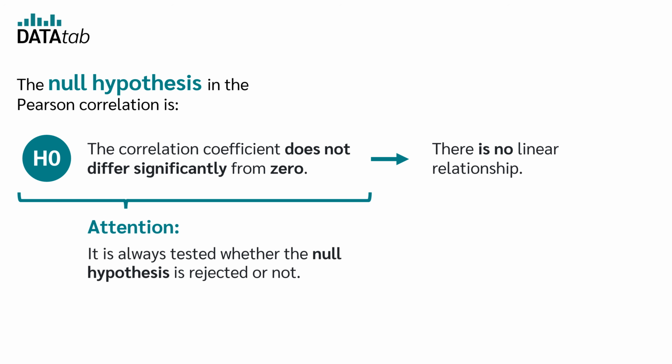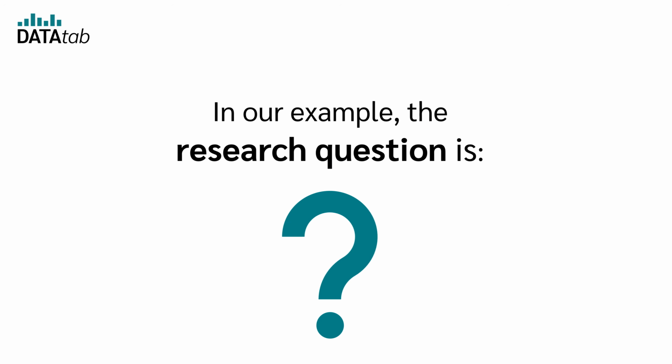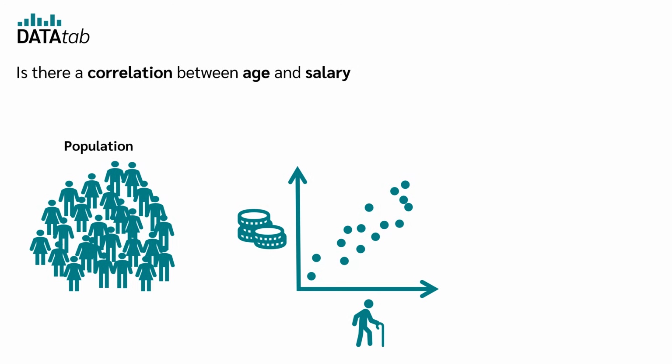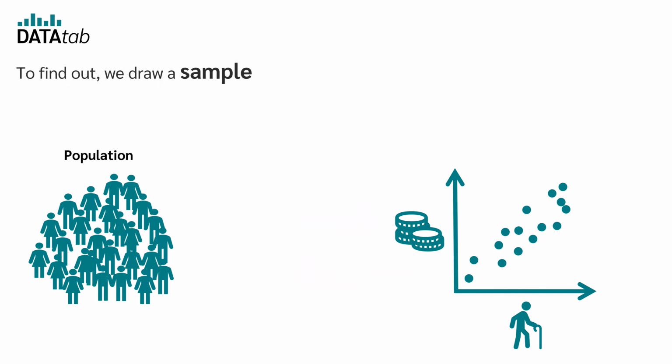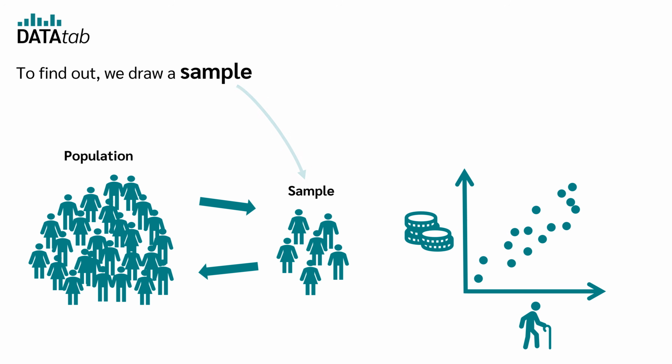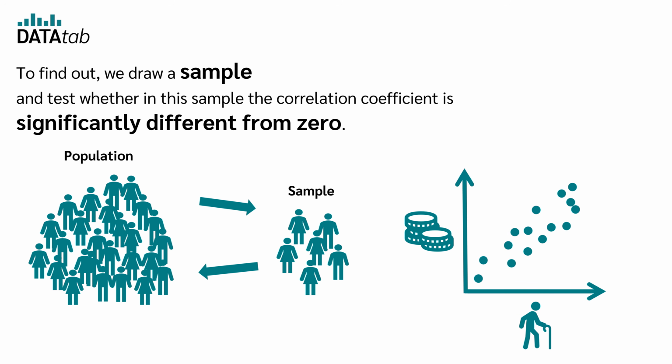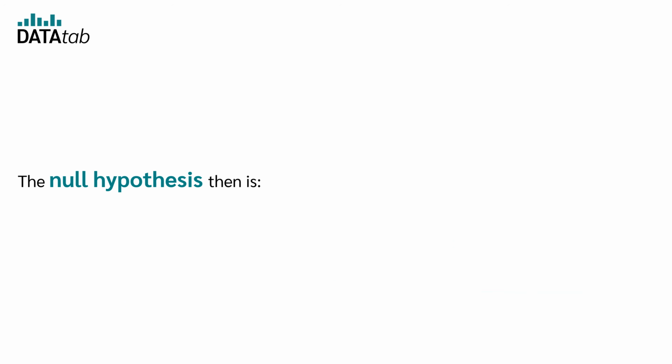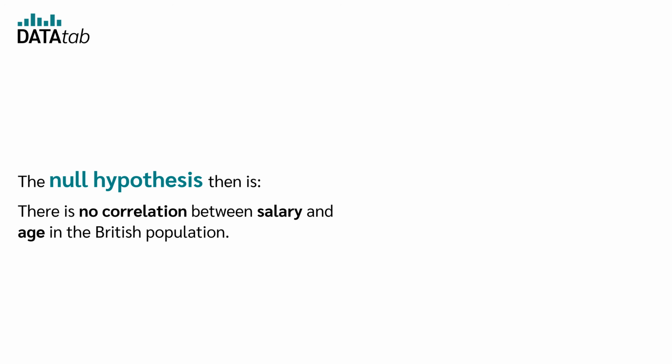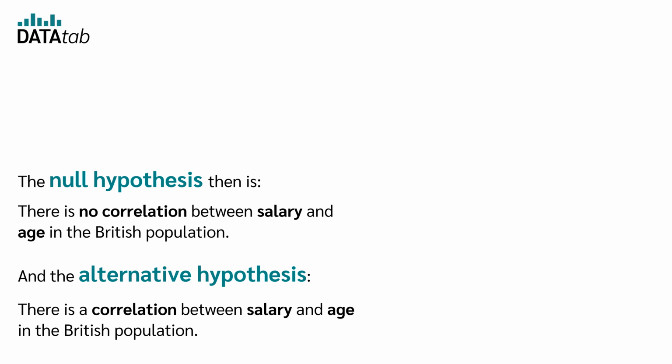Attention! It is always tested whether the null hypothesis is rejected or not. In our example, the research question is: is there a correlation between age and salary in the British population? To find out, we draw a sample and test whether in this sample the correlation coefficient is significantly different from zero. The null hypothesis then is: there is no correlation between salary and age in the British population. And the alternative hypothesis: there is a correlation between salary and age in the British population.